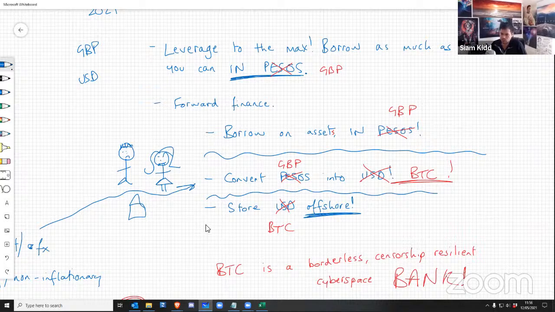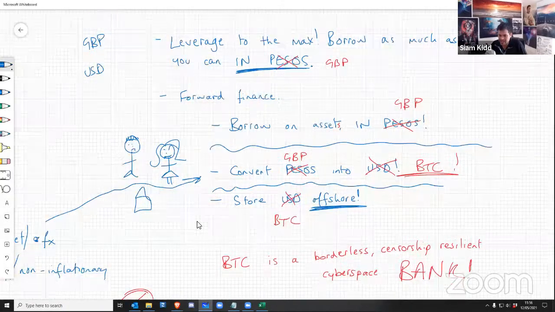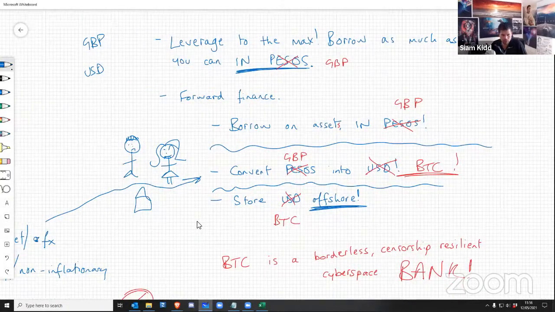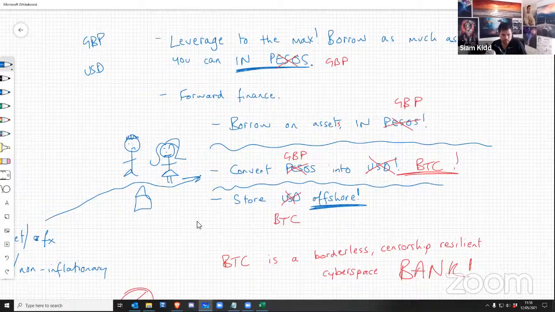I struggle to put things into words, but hopefully this has made sense over the last hour of why you need to be incredibly bearish on the dollar and the pound, and you need to take personal monetary sovereignty and basically be Pablo and Paula. Don't fall into the minefield that your parents did.